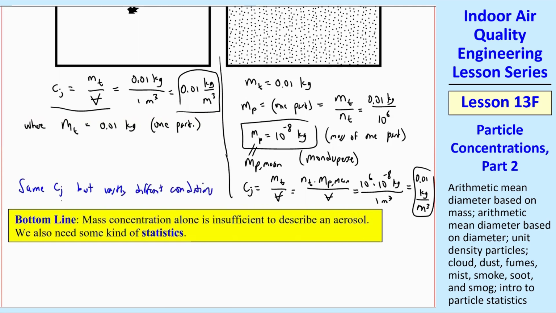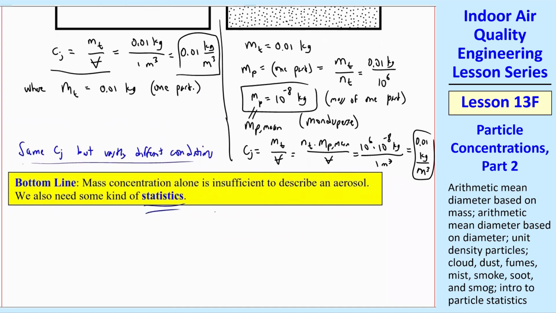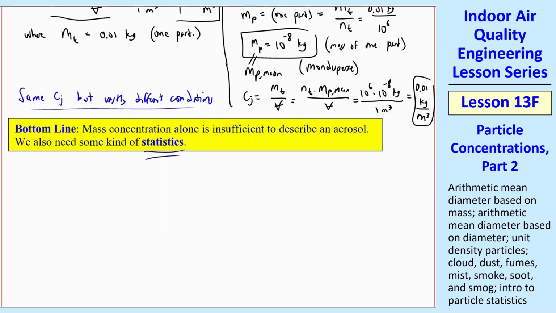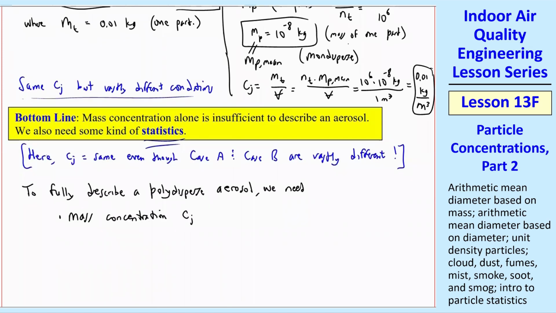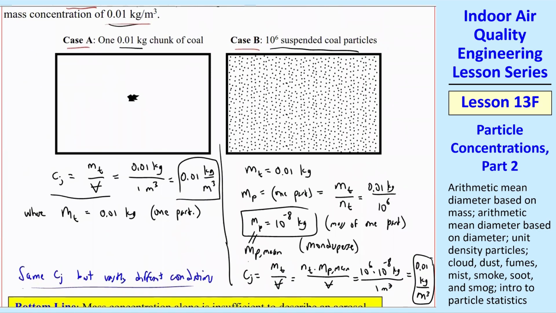And these are extreme cases, but the bottom line is mass concentration alone is insufficient to describe an aerosol. We're going to also need some kind of statistics. Let me just write out what we need here. To fully describe a polydispersed aerosol, we need, first of all, mass concentration, but that is insufficient. As I showed here, we have the same C_j in case A and case B, but case A and case B are vastly different animals here.